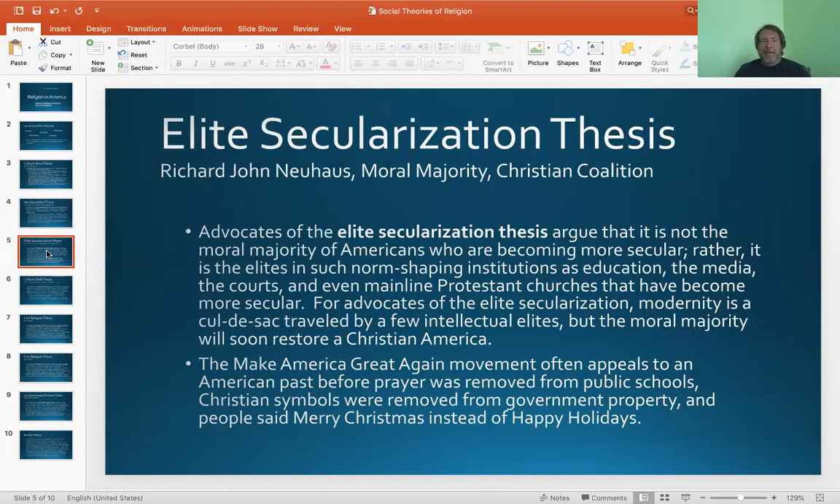The elite secularization thesis, made famous first by Richard John Neuhaus, argues that it's not the moral majority of Americans who are more secular, rather, it's those darn elites in the education, media, the courts, even the mainline Protestant churches. They tend to think of the modernist fundamentalist debates that modernity is a cul-de-sac traveled by these out of touch intellectuals, elites, but they imagine a future in which Christianity, a Christian America, will be restored. In fact, the 1950s will be more like what the future holds than, let's say, the 1990s.